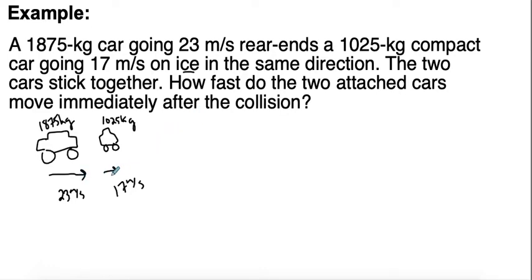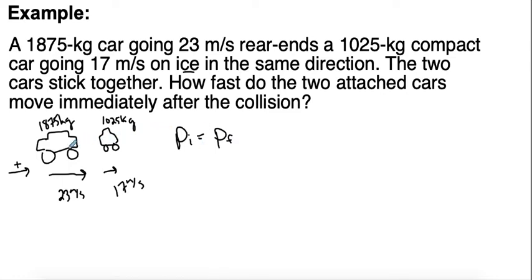They're both moving in the same direction, so let's declare this direction to be positive. Both of these velocities will be positive. Okay, so let's write our conservation of momentum equation here. We have final momentum equals initial momentum, and I like it the other way around, so let's do initial momentum equals final momentum.